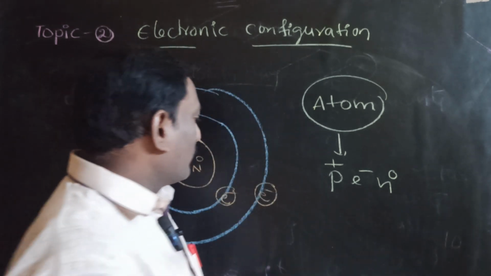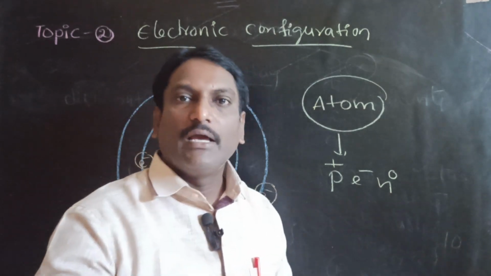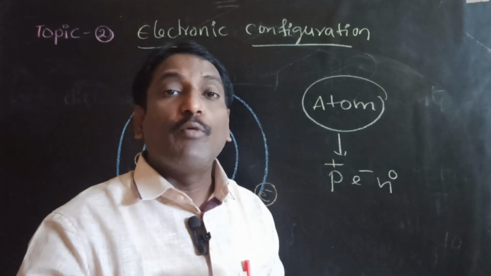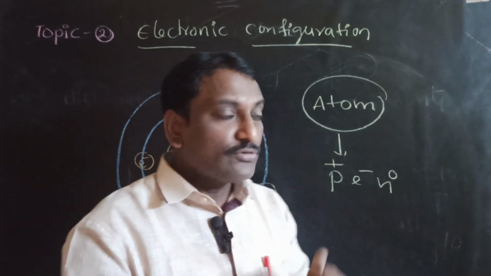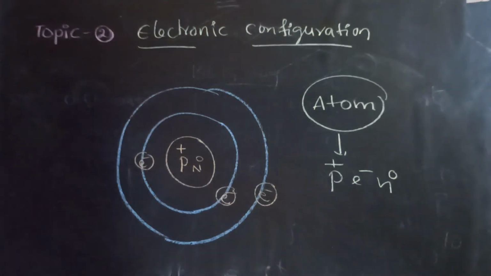So that's why we have to know the location of the electrons in particular shells. How many shells are there in the atom? For each shell, how many electrons are there? This is called electronic configuration. So please note down the definition for electronic configuration.